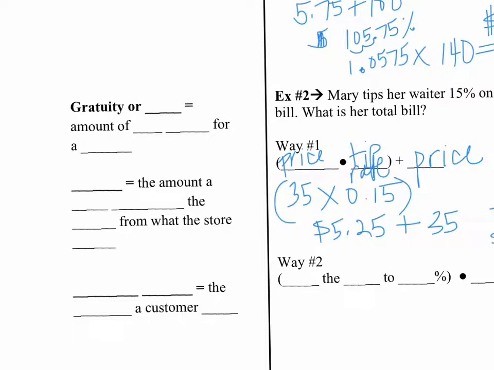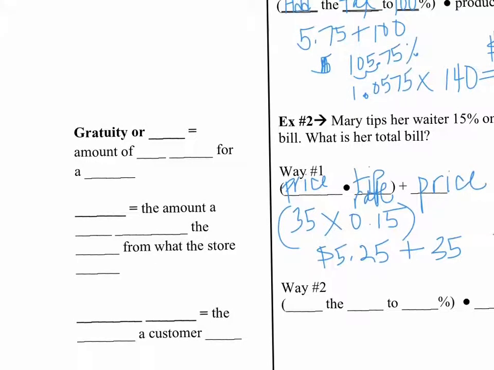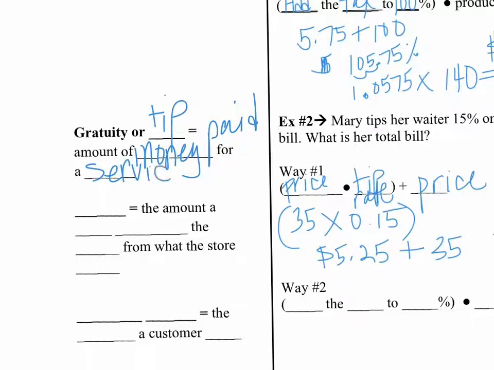Pay attention here to what a tip really is. It is a gratuity. A tip or a gratuity is the amount of money paid for a service, whether it be at a restaurant or a haircut or someone taking your bags to your hotel room. It's to show that you're grateful for someone helping you, providing a service for you.